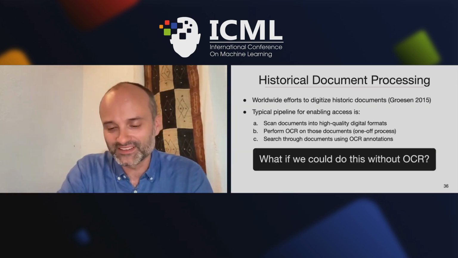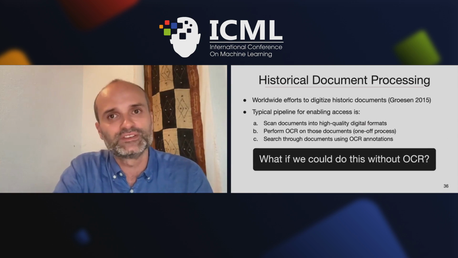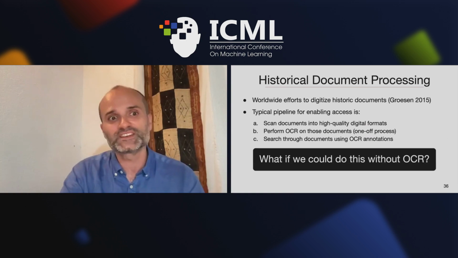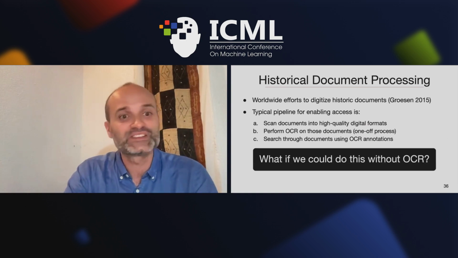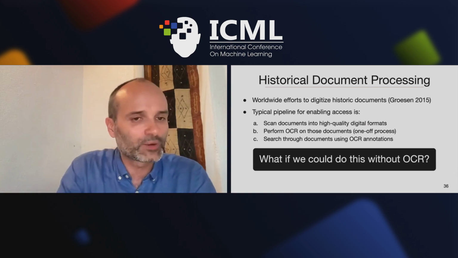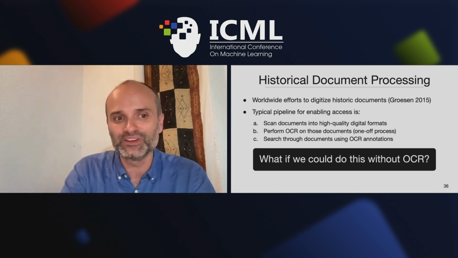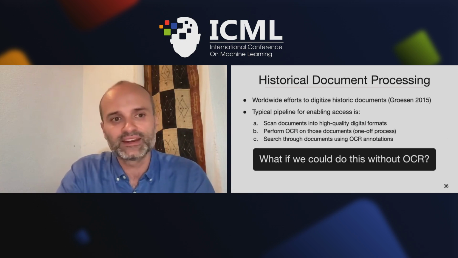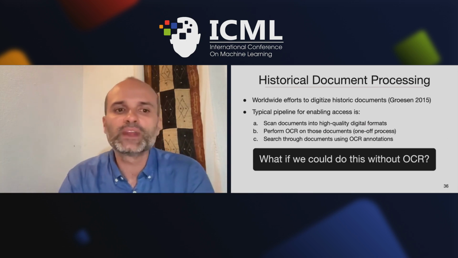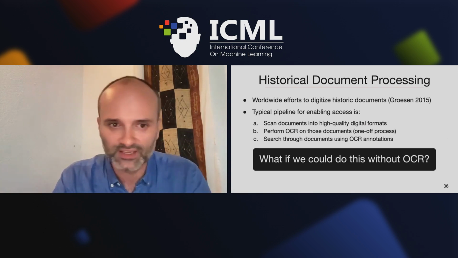Historical document processing is a huge area of research for digital humanities researchers and historians. The typical process for working with historical documents is to scan them into high-quality digital formats, perform a one-off OCR process that may or may not be good, and then use those OCR annotations to search through the documents for what you're looking for. The main question we had is, can we do this without OCR?